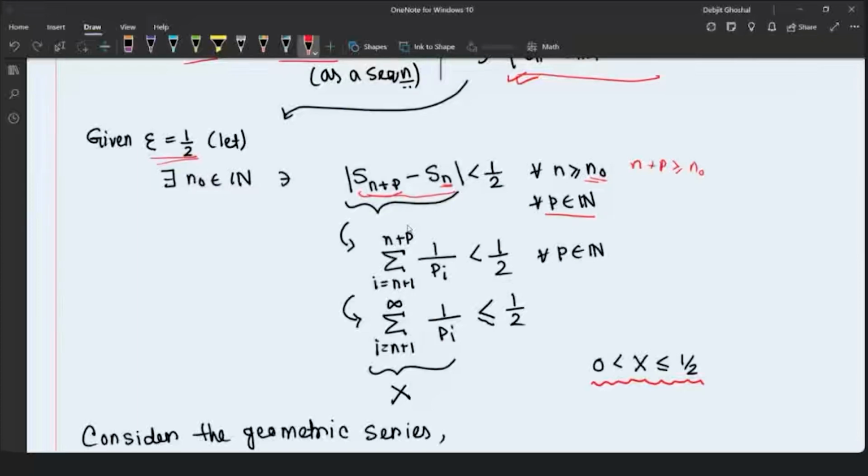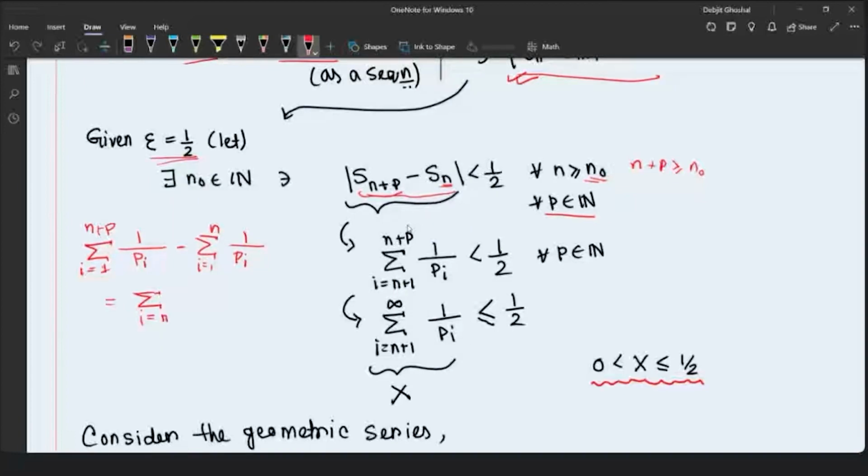Now let's see what S_{n+p} minus S_n is. What is our S_{n+p}? It is the sum for i equals 1 to n plus p of 1 by p_i. And what is our S_n? Now, if I subtract this, all the terms from 1 to n are removed.